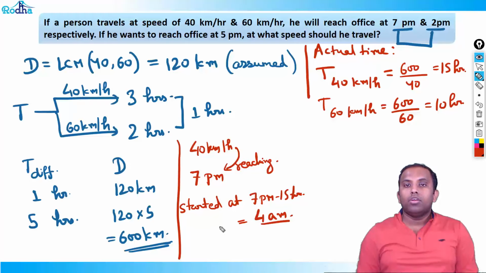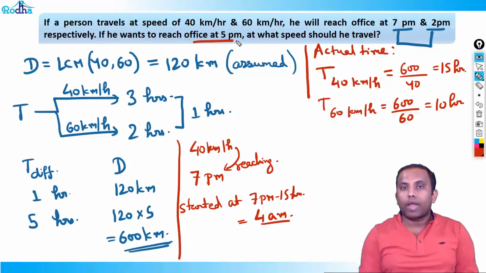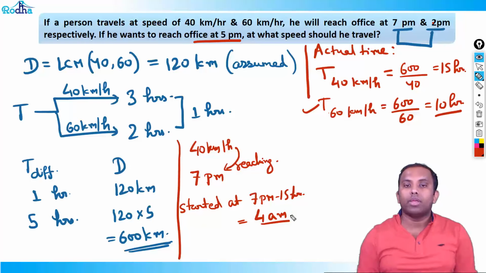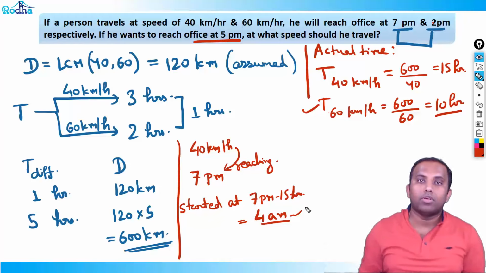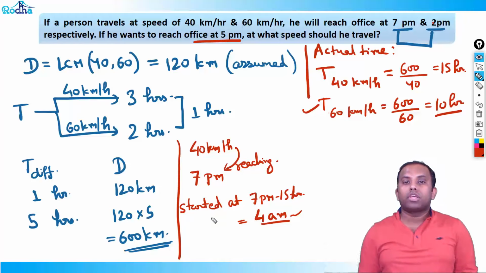So, to reach the office at 5 p.m., he started at 4 a.m. You can take either one. You can take 60 also, no issue. At 60, he takes 10 hours and reaches at 2 p.m. So 2 p.m. minus 10 hours, again 4 a.m. only. So it is the same thing. He started at the same time. It can't be a different time. So he started at 4 a.m.